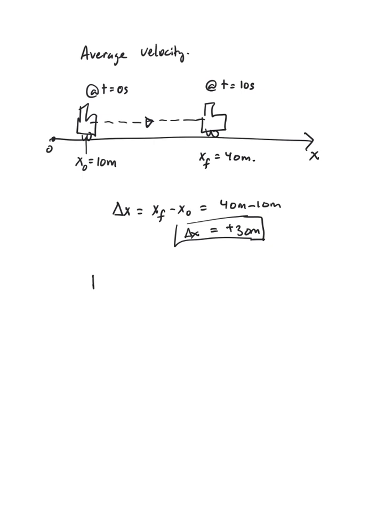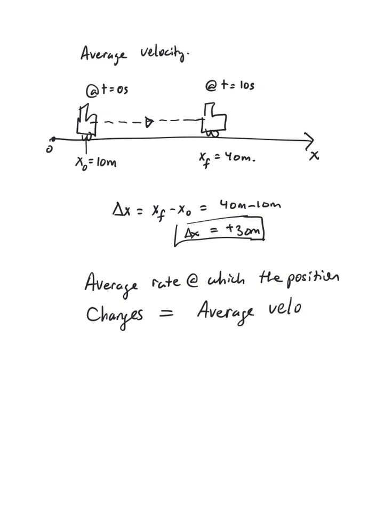But we wanted to find the rate, or to be more specific, the average rate at which the position of the car changes. The average rate at which the position changes. And this is called the average velocity. So the symbol for it is going to be v with a bar over it. The bar just represents average. Sometimes it's also written as v avg for average.